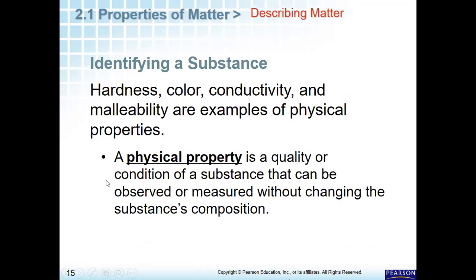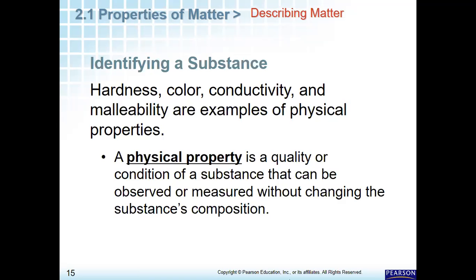Let's go further. Hardness, color, conductivity, and malleability are examples of physical properties. A physical property is a quality or condition of a substance that can be observed or measured without changing the substance's composition. So it will still be as it is. The copper, you can see it as a can, you can see it as a sheet, but it is still copper. Nothing at all happened to it. Water can be ice or steam, but nothing happens to its composition.